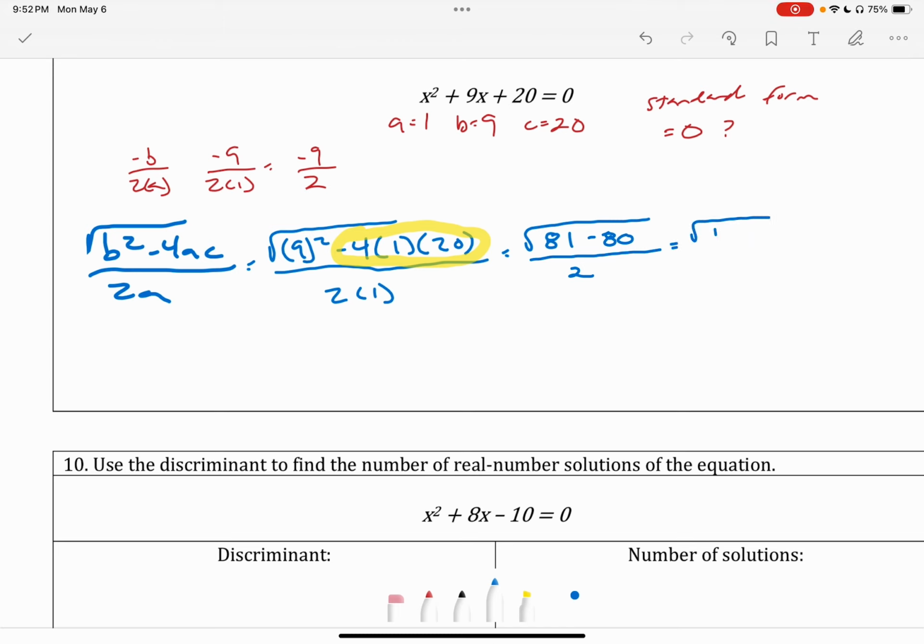81 minus 80 is 1. So we've got the square root of 1 over 2. Now we can square root 1. We don't think of that one, but we can square root 1, and it's just 1.